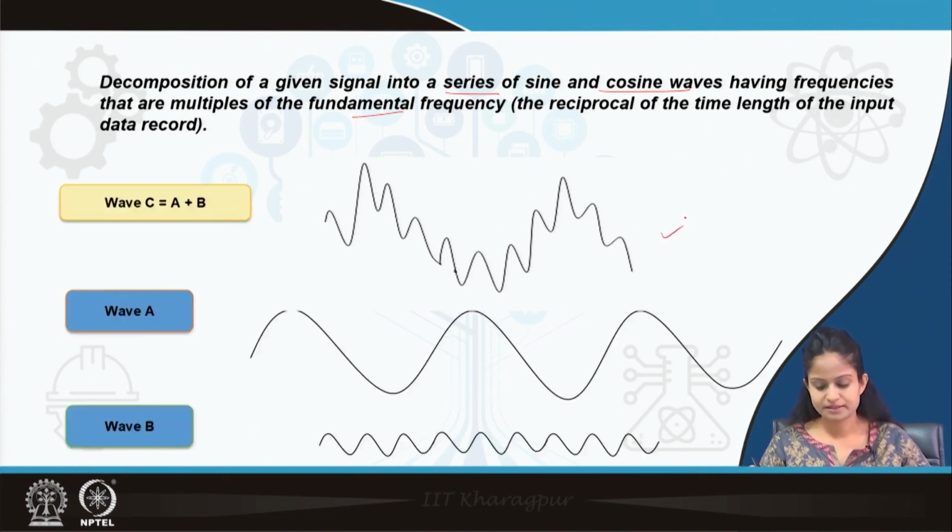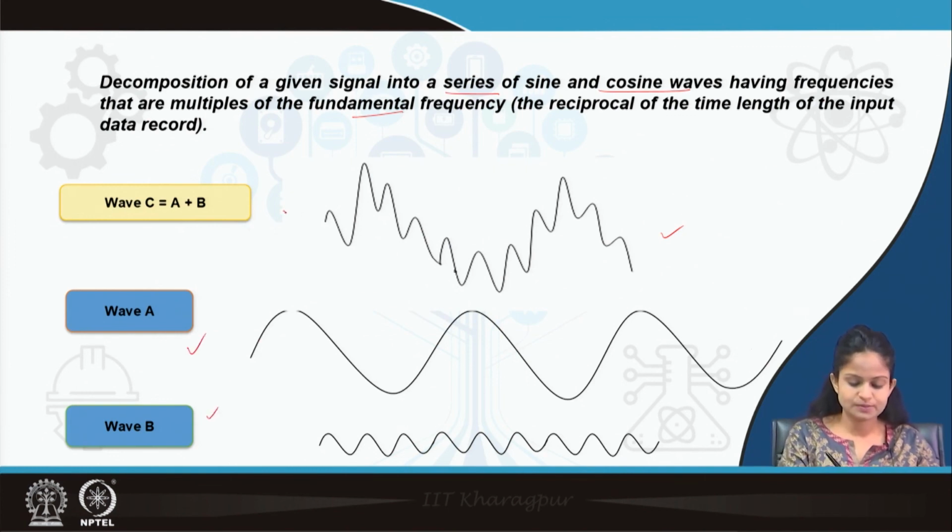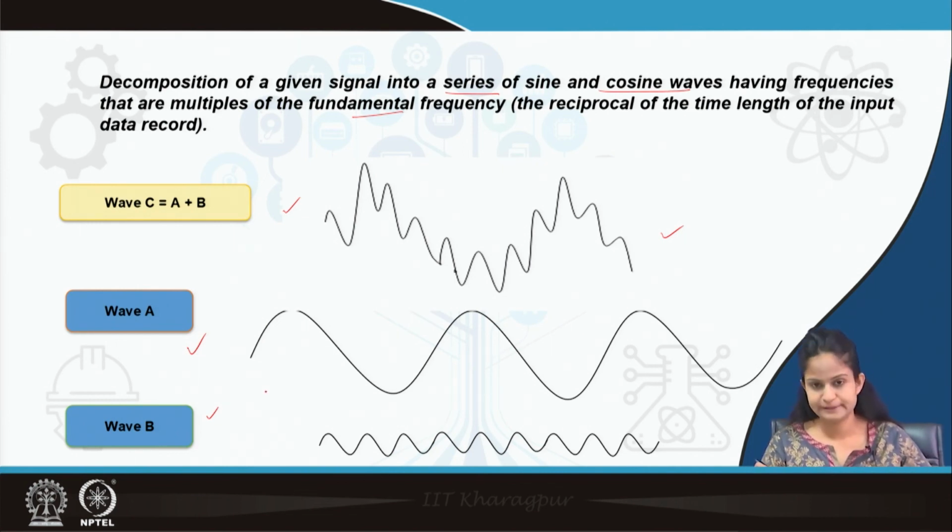So, this is wave A, this is wave B, and this is wave C. We get wave C, and finally it is decomposed into wave A and wave B, and in this way we get various parameters of frequency domain analysis, which are multiples of the fundamental frequencies.